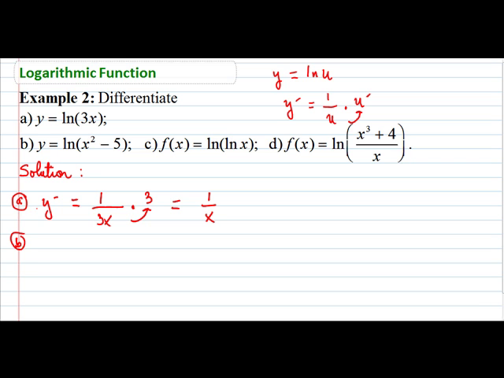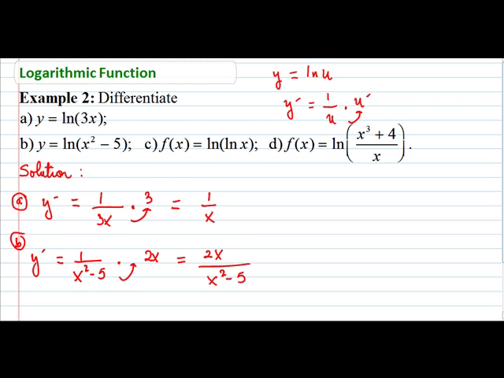B. Looking for y prime. Once again, I have ln of x squared minus 5. This is more complicated than just x. So right here is my u, or this is my argument, it is complicated, so therefore I have to use the chain rule. So y prime, the derivative of ln of something is 1 over the argument, which is x squared minus 5. Here I'm using this rule. So 1 over the argument, multiply the derivative of this guy, which is 2x. So I have 1 times 2x is 2x over x squared minus 5.